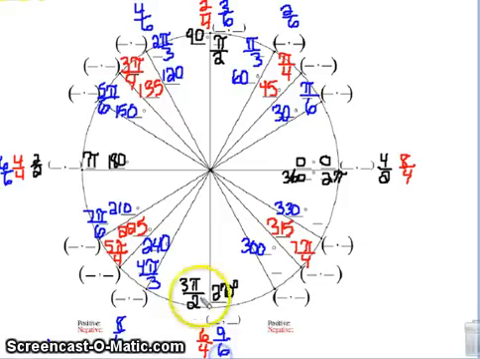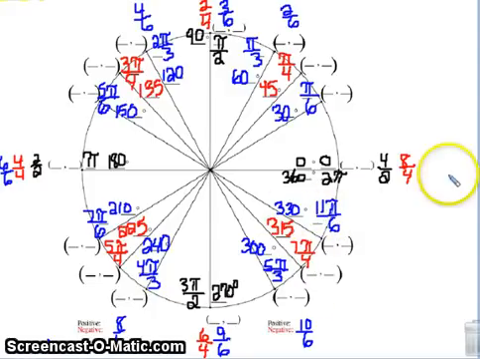9/6 is going to simplify into 3 pi over 2. 10/6 is going to simplify into 5 pi over 3. And then 11 pi over 6 finishes us up at 330, which takes us back to 12/6. And 12/6 is 2 pi.